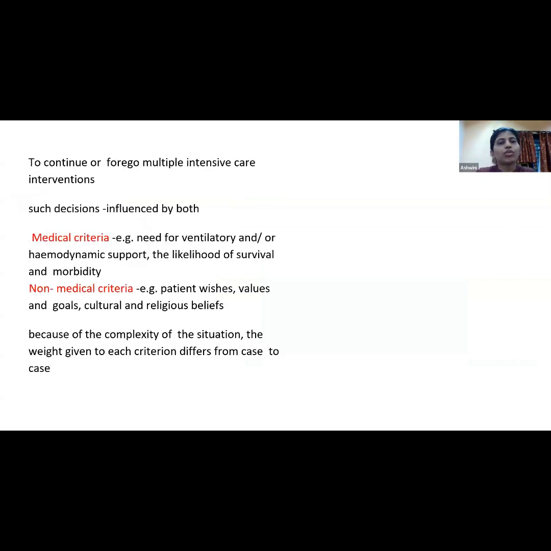So to continue or forego multiple intensive care interventions, such decisions are influenced by both medical and non-medical criteria. Medical criteria, for example, include the need for ventilatory and or hemodynamic support, or the likelihood of survival and morbidity. Non-medical criteria include patient wishes, values, goals, and cultural and religious beliefs. Because of the complexity of the situation, the weight given to each criterion differs from case to case.